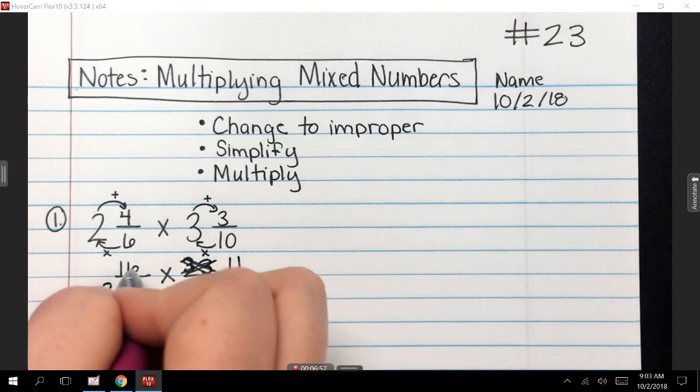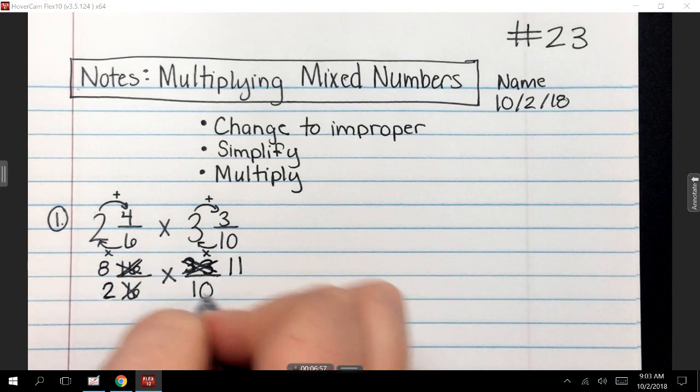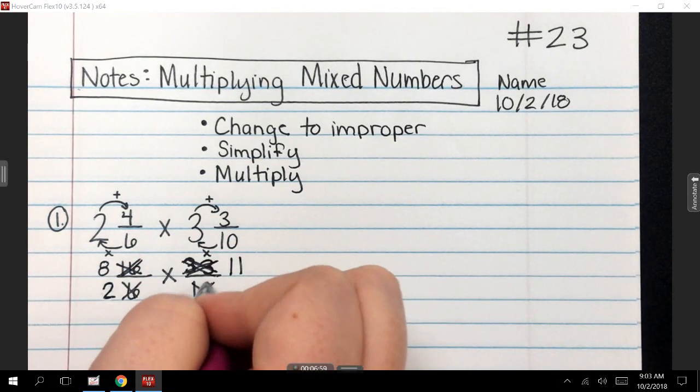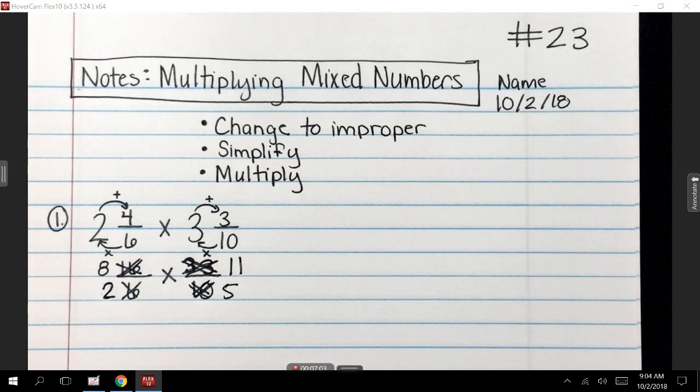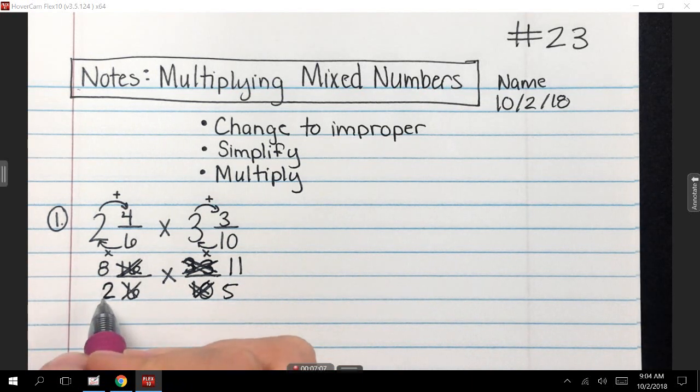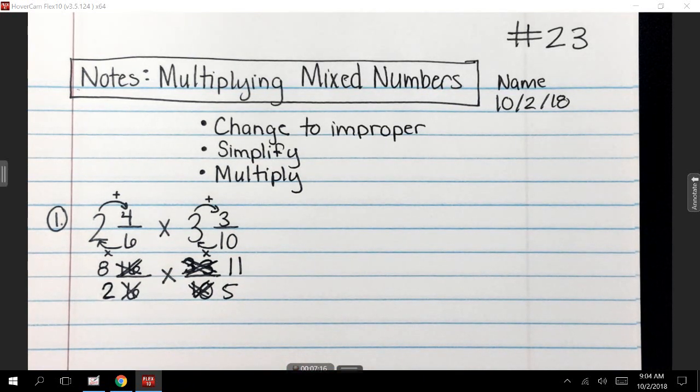I'm going to do 16 and 10, dividing them by 2. 16 divided by 2 is 8. 10 divided by 2 is 5. All right. Is there anything else that can simplify here? Mateo? The 8 and the 2. So do y'all see how I still ended up doing that too? If I had done 16 and 2, I would be doing the 8 and the 10 right now. So either way, you're going to get those same numbers, okay?